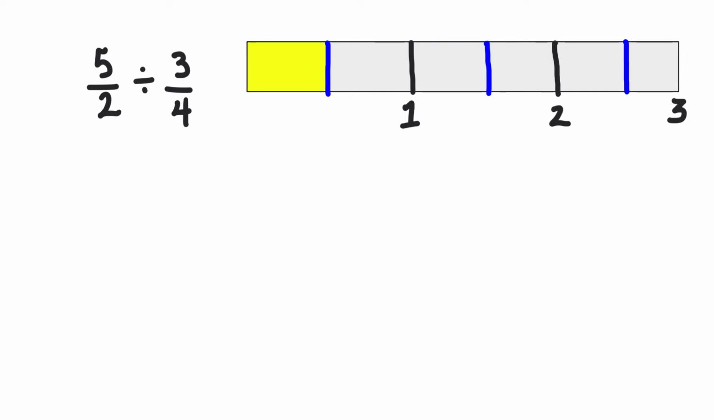1 half, 2 halves, 3 halves, 4 halves, and 5 halves. And now we need to make groups of 3/4. Now let's notice that we have different denominators, so we need to make them into fourths. This one is into halves. We need to cut them into fourths.